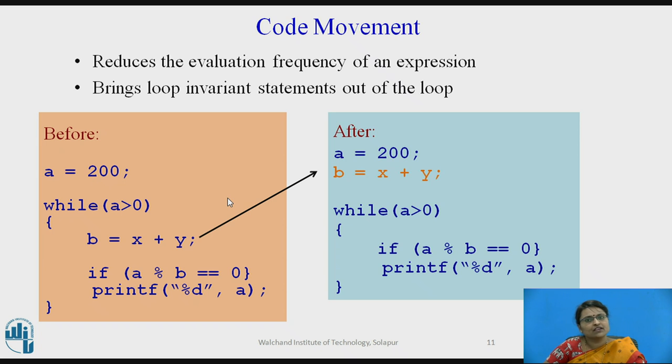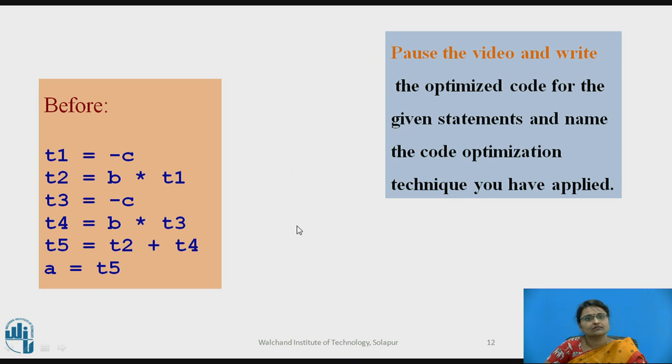What we can do is move this code. Instead of writing this code inside the loop, I am bringing it outside the loop so that it is executed only once. So this is called code movement. The frequency of evaluation of that expression is now reduced, and instead of doing it many times in the loop, it is done outside the loop.